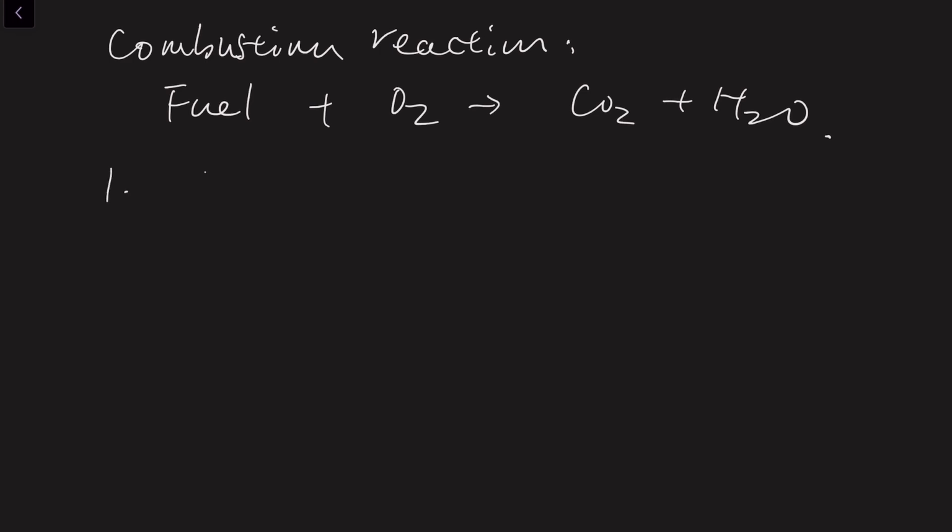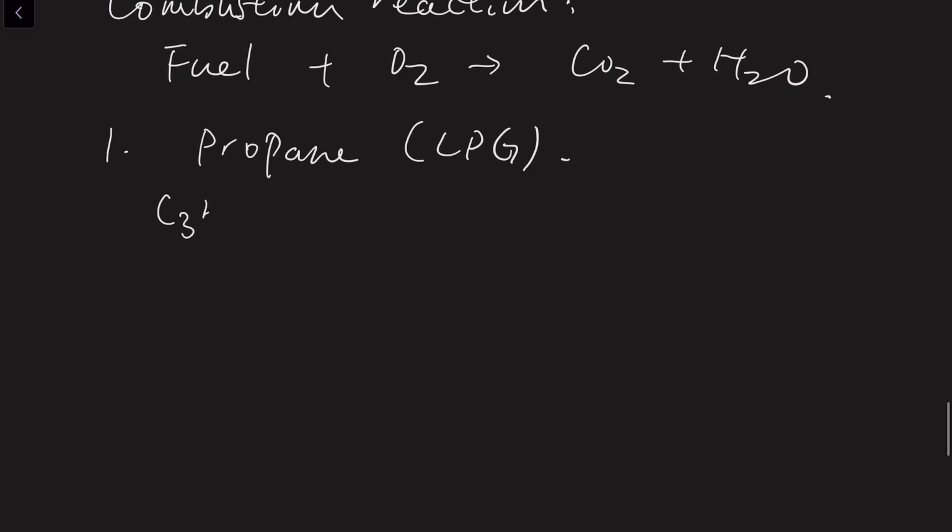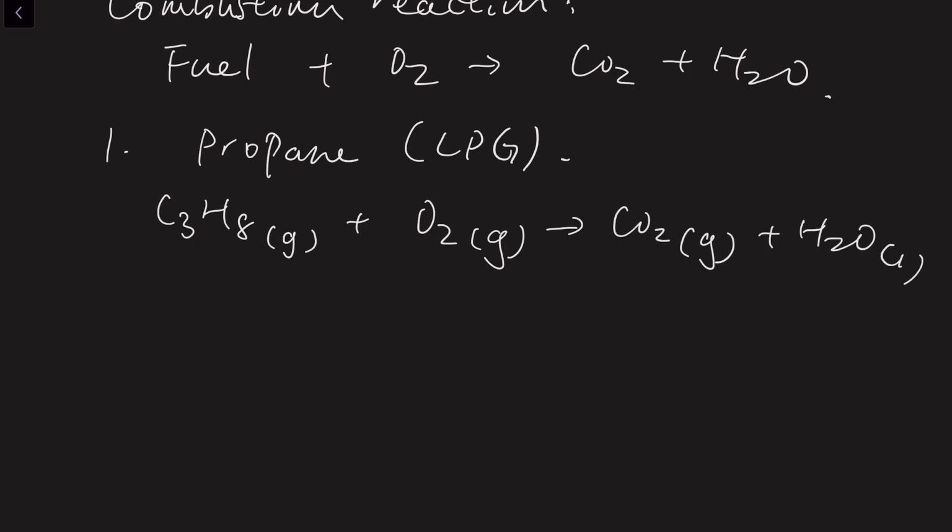The first one, let's combust propane, liquid petroleum gas. The chemical formula C3H8. So it is a gas, because there are only 3 carbons in the propane molecule. Fewer carbons means less dispersion force, so the boiling point is lower, and that's why it is a gas at room temperature. We combine this with oxygen, which is also a gas, to produce carbon dioxide, which is also a gas, and water, which is a liquid at room temperature.